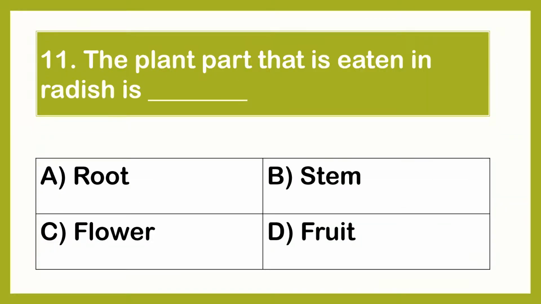The plant part that is eaten in radish is dash. The options are option A, root, option B, stem, option C, flower, option D, fruit. The answer is root. We eat the root part of radish.